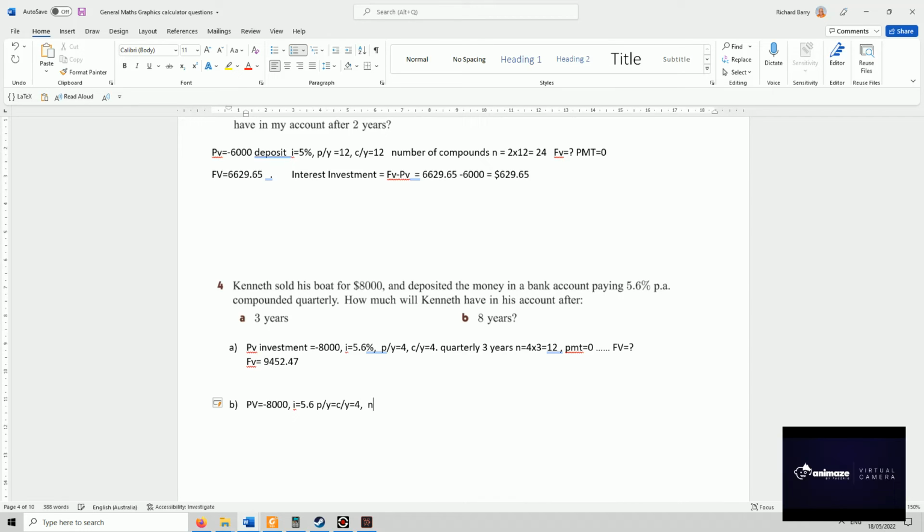Now for this question, N equals 8 years. 8 years times 4 equals 32. There are no payments, and we're now looking for future value. So this person is going to put their money away for 8 years, let it compound, never taking money out, never adding more money in.